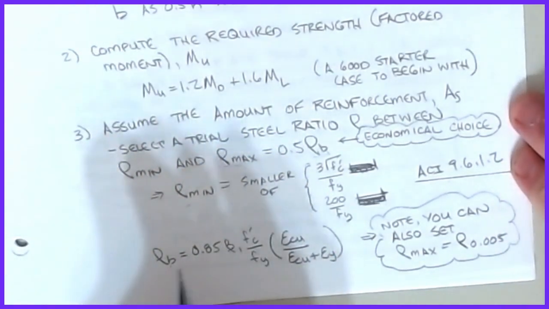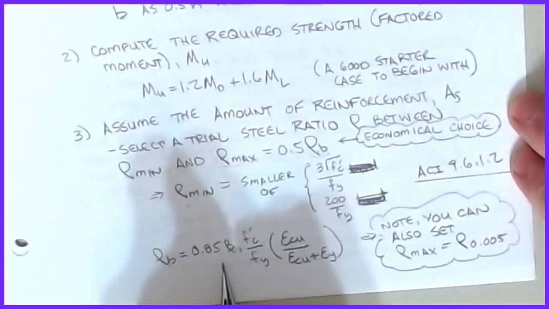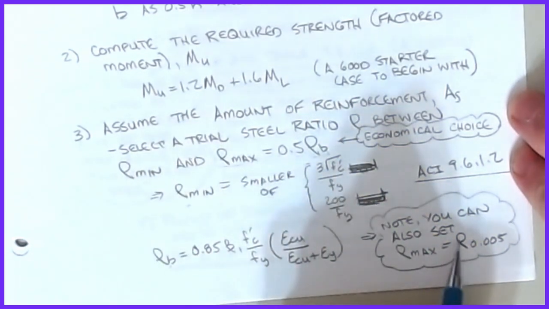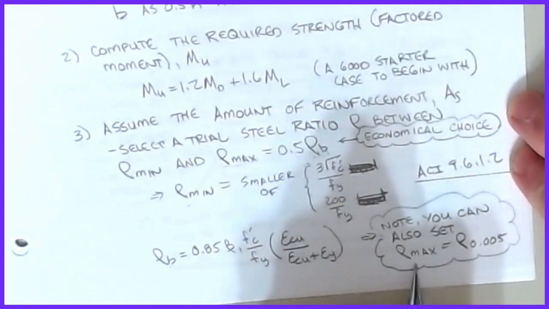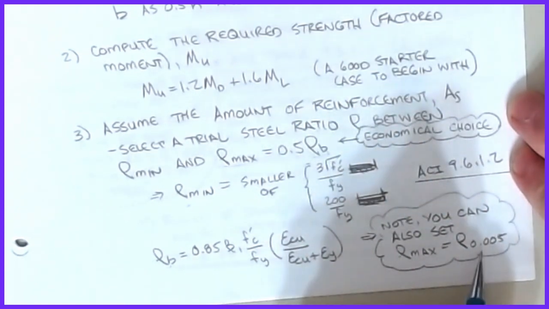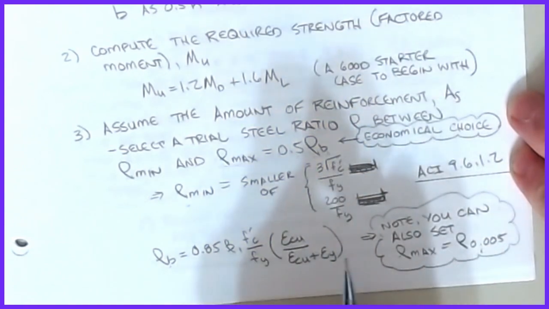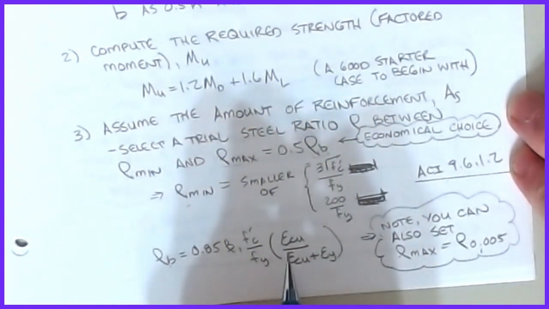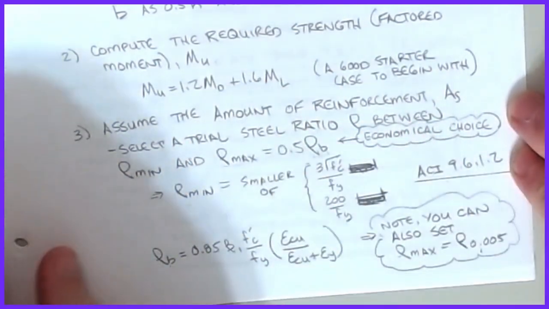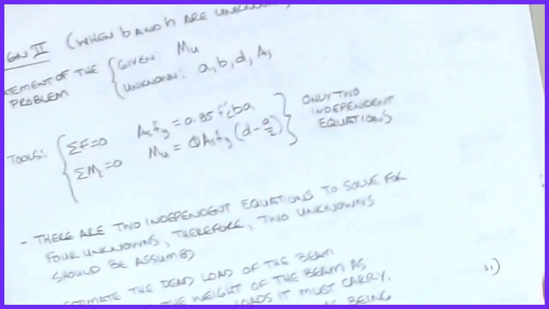You can also set, as a limit, that rho max is equal to rho of 0.005. And what happens is if I choose a rho less than this, I'm guaranteed to get a strain higher than this. So that's another alternative to playing this 0.5 rho balanced game that we have. That's a little trick that we could do if we wanted to.